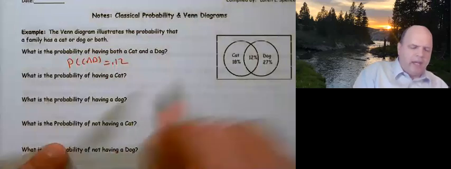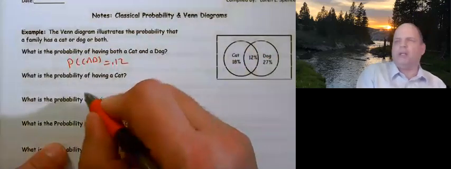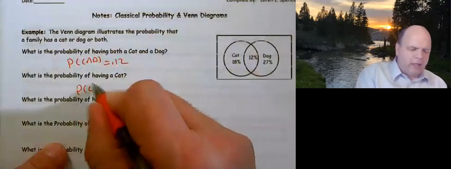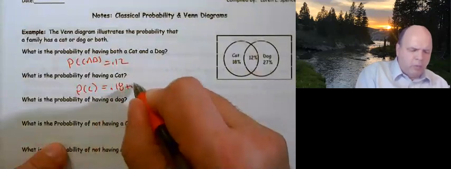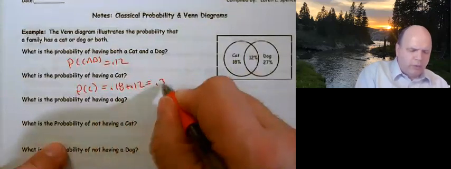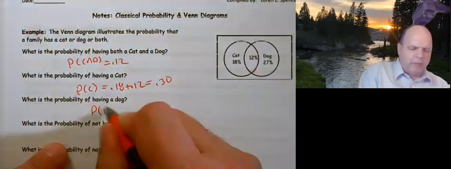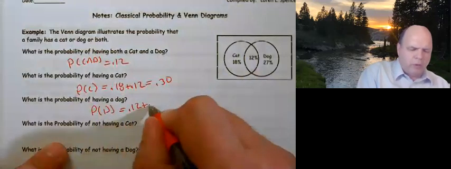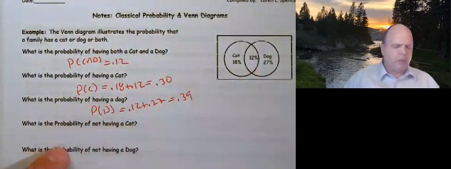What is the probability of having a cat? Well, that means this circle right here. So the probability of cat equals 0.18 plus 0.12 equals 0.30. What's the probability of having a dog? Probability of a dog equals 0.12 plus 0.27 equals 0.39.